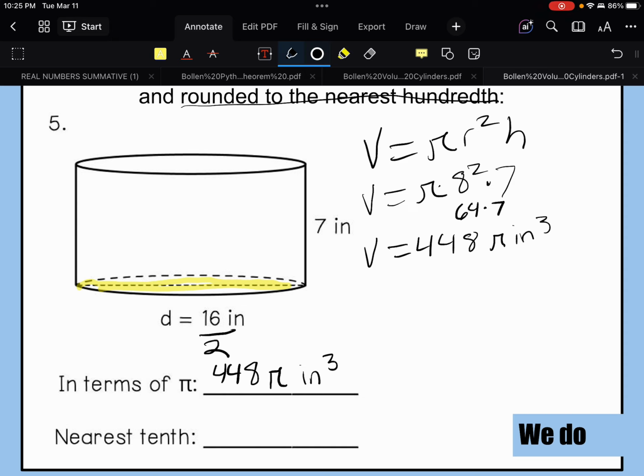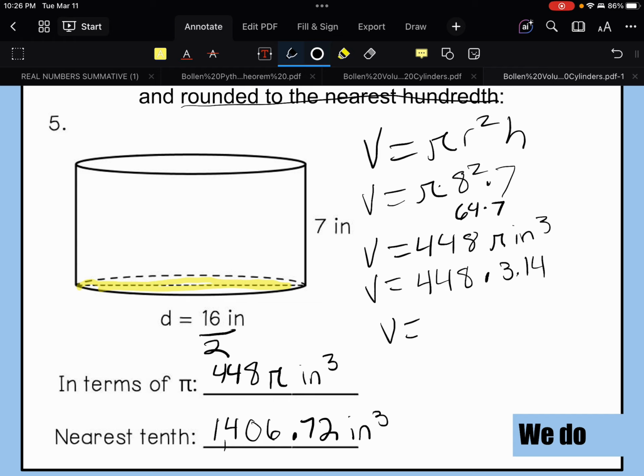Now I actually have to times that by 3.14. And so I would get 1,406.72 inches cubed. And so all I did is I times our volume, 448 times 3.14, and that's when I get the volume is 1,406.72. And there you go.